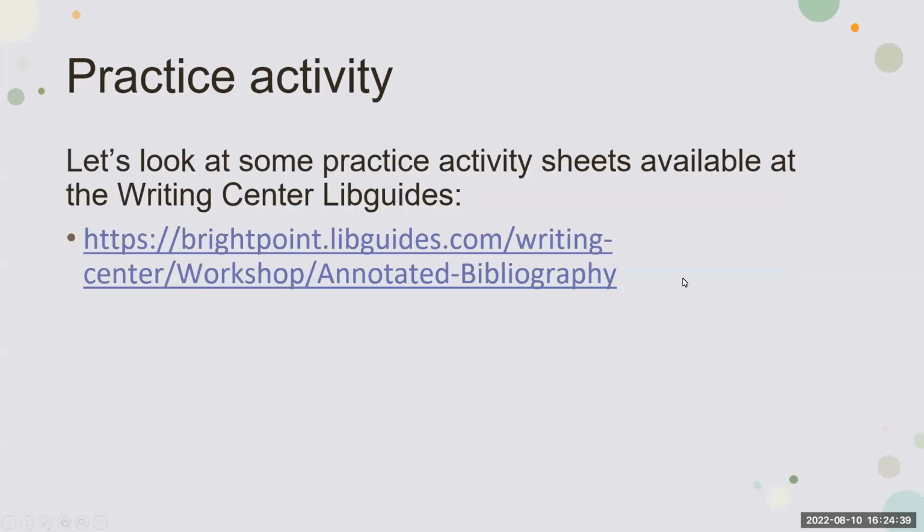So we have a practice activity, and the practice activity is located on our Writing Center LibGuides. So you can go to our LibGuides, and when you get to our LibGuides, click on the workshop section, and at the top of the workshop section, you should see a listing for annotated bibliography, and you can click on that, and there's an activity sheet.